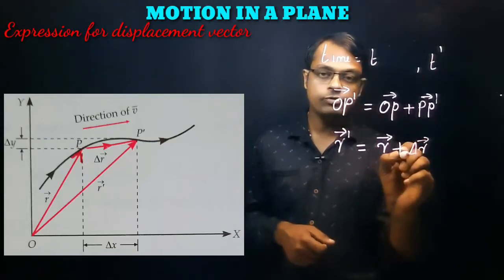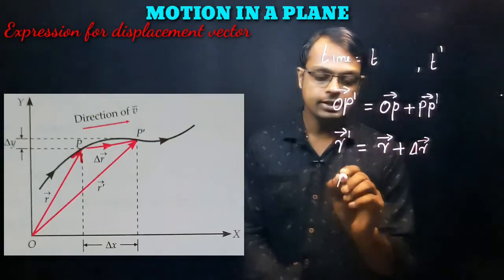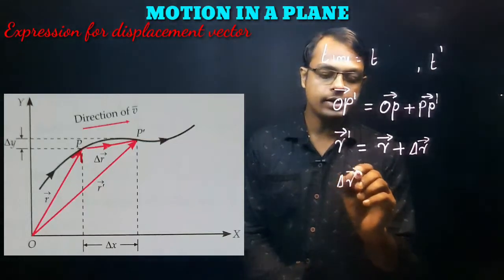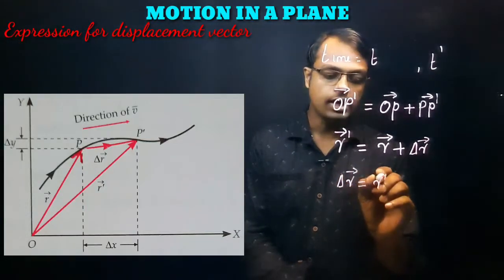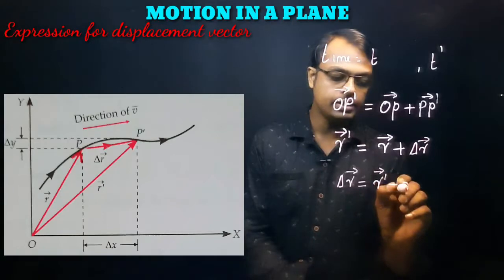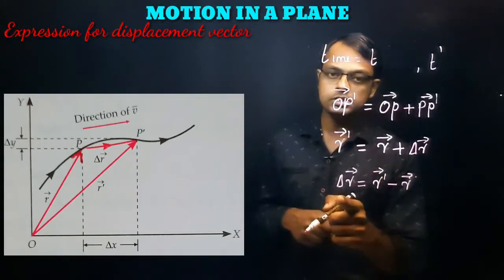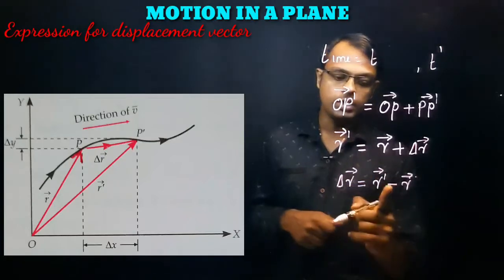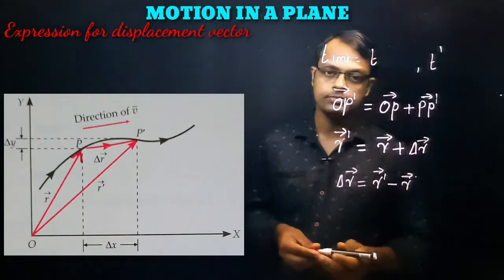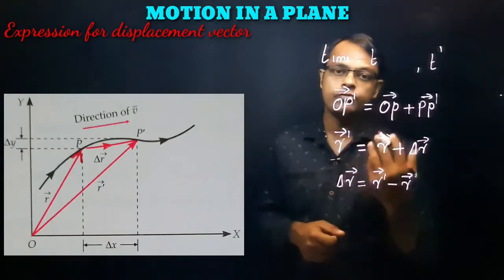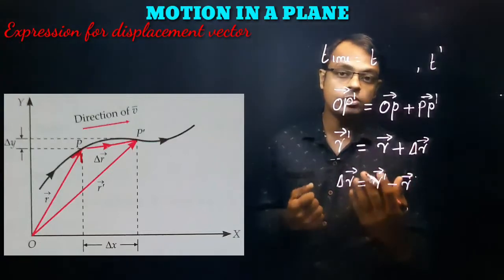So we can write the formula for displacement: delta R vector is equal to R dash vector minus R vector. What is the basic meaning here? Displacement is equal to final position minus initial position. So this is the way we can find out the displacement of a vector.